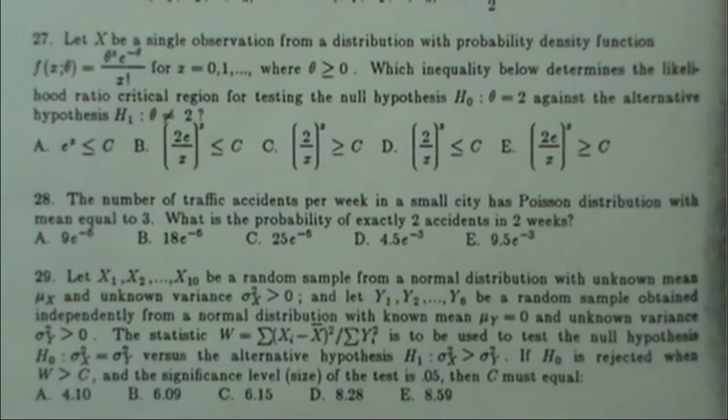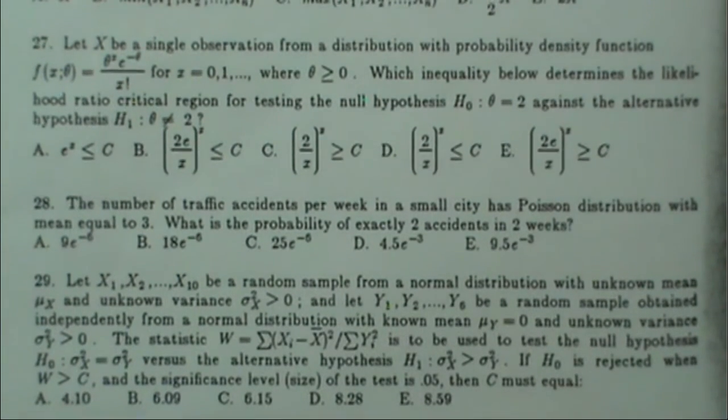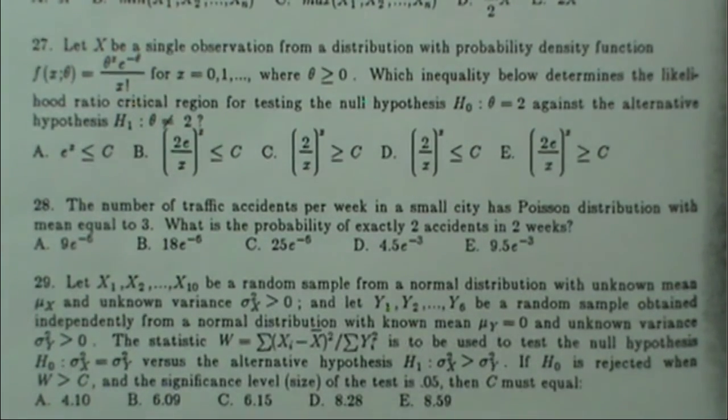Number 28. The number of traffic accidents per week in a small city has a Poisson distribution with mean equal to 3. What is the probability of exactly 2 accidents in 2 weeks?